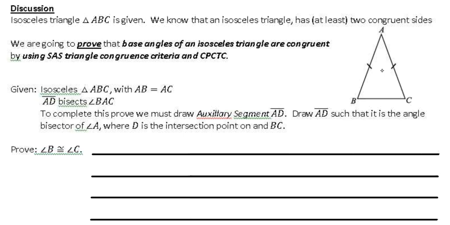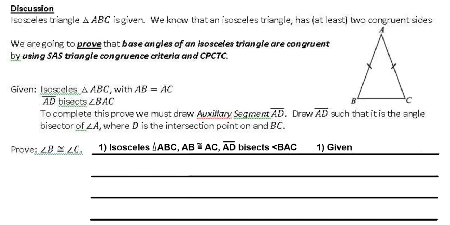We're going to prove that the base angles of an isosceles triangle are congruent. We've been assuming and going under the knowledge that the base angles of an isosceles triangle are congruent. Now we get to prove it. All proofs start with the same thing, and that is given information. So take the time to write down your given information, please.